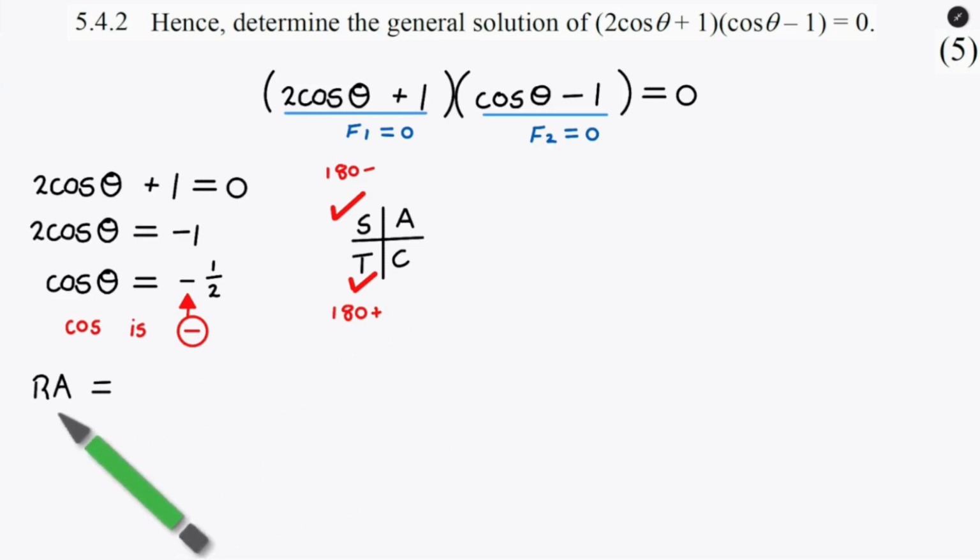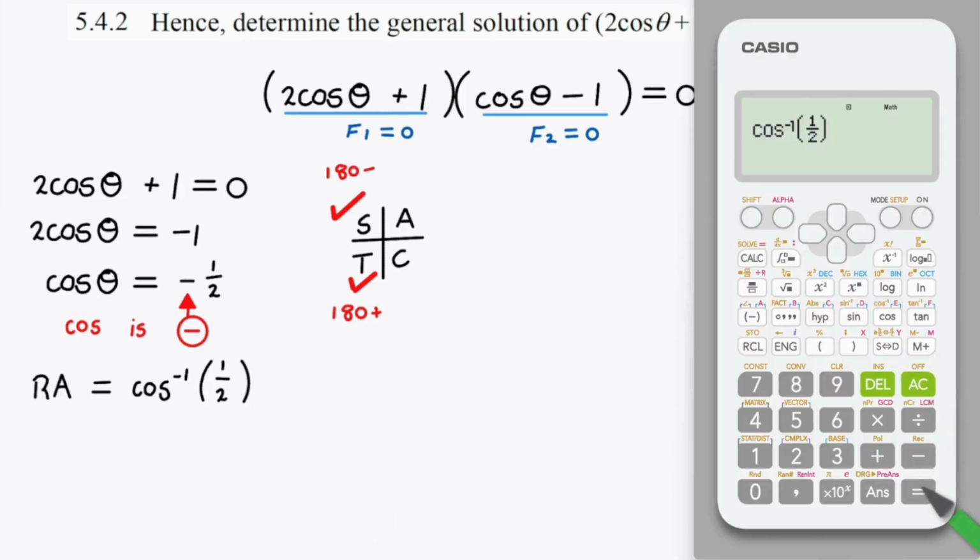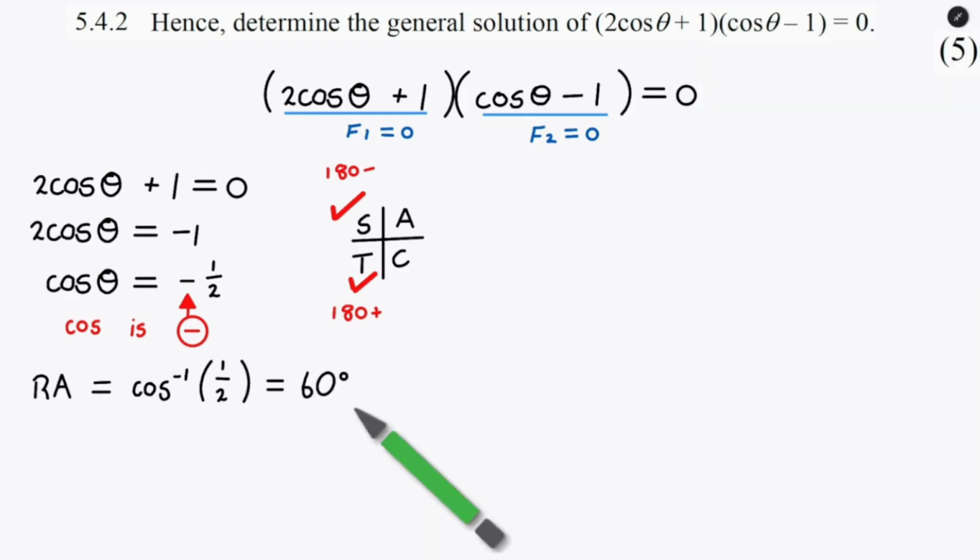RA stands for reference angle. And I do that by taking this cos over, but you never ever use the negative. So if there's a negative here, you never use it in your reference angle. Okay, we're going to put that in the calculator, and it gives us a nice 60 there. And now that we have the reference angle, we can go ahead and get our general solutions.